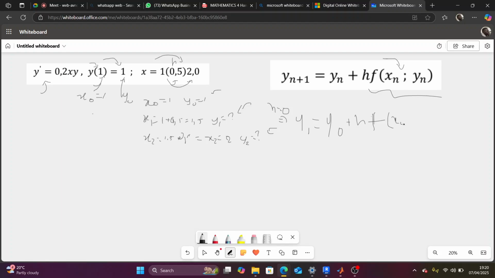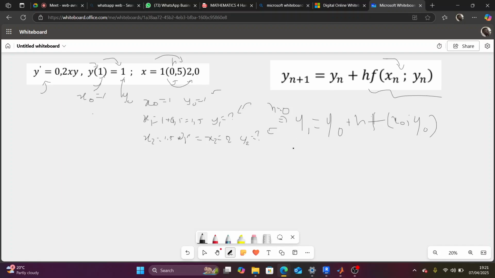x0 and y0. Now here's the trick, the thing about numerical equation. You need the other guy to get the other guy. You need the information of x0 here, of n equals 0, to get y1. And then you will need y1 to get y2. That's just the trick about these things here. All of them, they are like that.